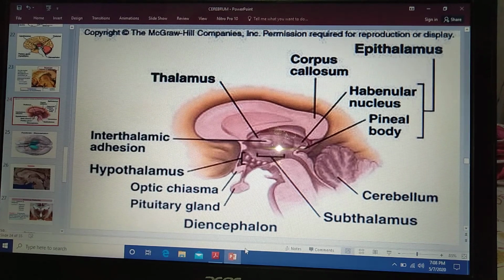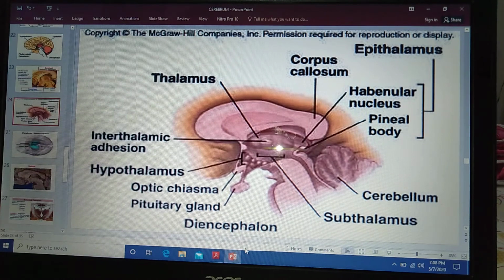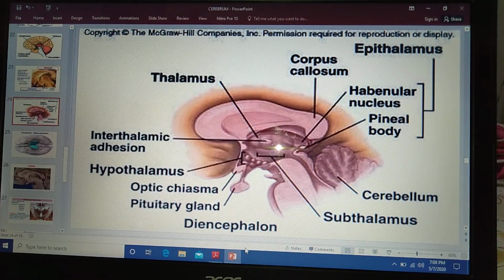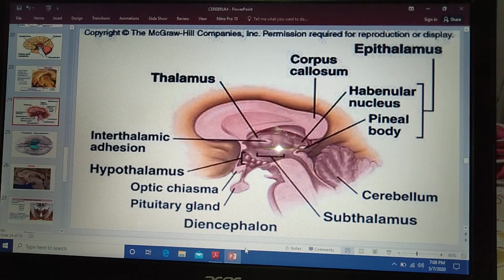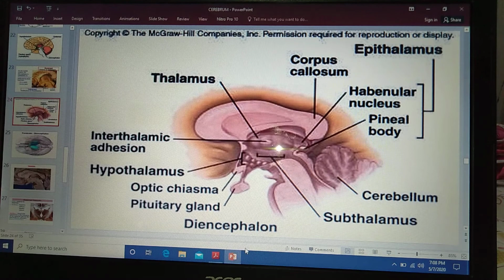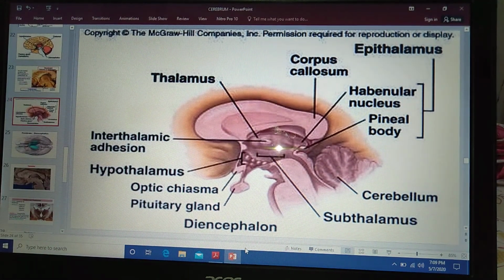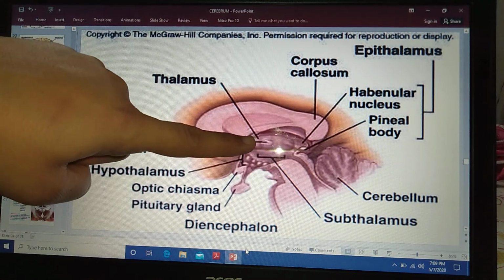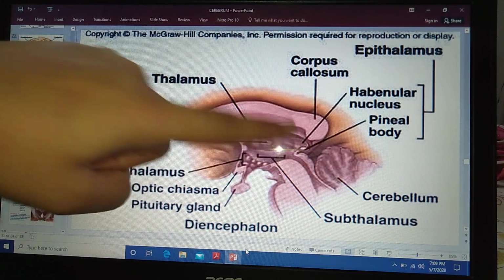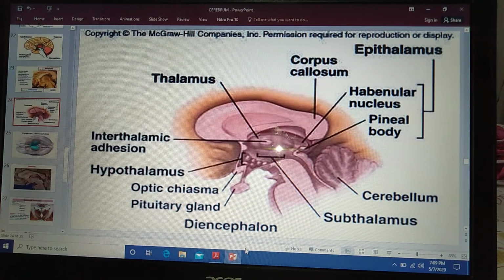Now you can see here, this is the thalamus. This area that you can see is the thalamus. So this thalamus is a mass of the grey matter that is situated in the lateral wall of the third ventricle and the floor, you can see here, the floor of the central part of the lateral ventricle. Now how many ends does it have? Two ends, an anterior end and a posterior end, and four surfaces: superior, inferior, medial and lateral.